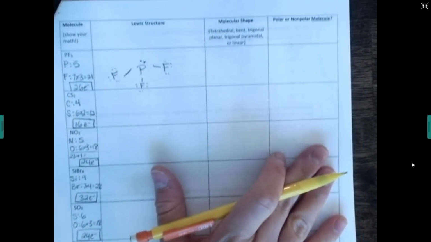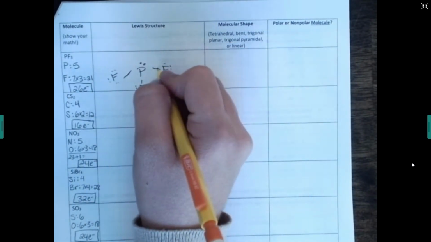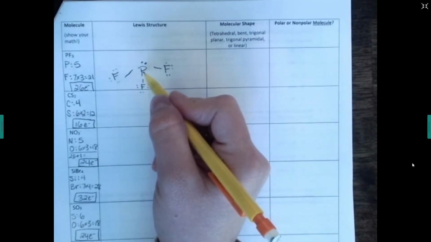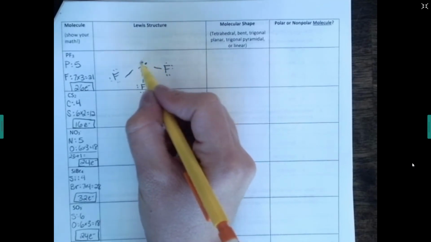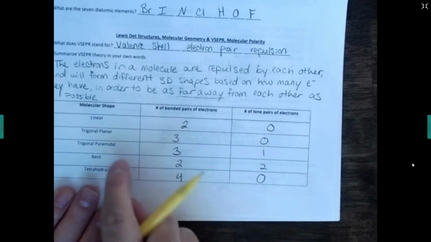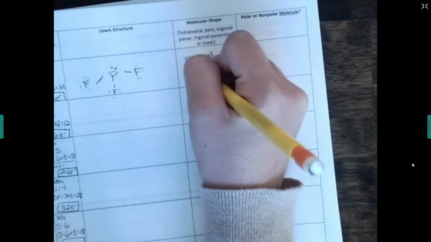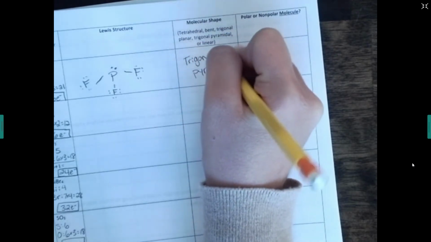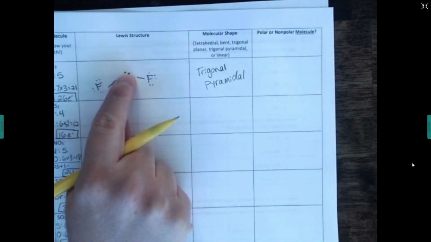So I have 26 electrons, everything has an octet, so I have 1, 2, 3 bonds and 1 lone pair around my central atom. So remember, you look at the central atom, you count up how many bonds, 3 bonds, you count up how many lone pairs around the central atom, there's 1 lone pair around the central atom, so when I have 3 bonds and 1 lone pair, that's called trigonal pyramidal. So I'm going to write trigonal pyramidal. Okay? Is this polar or nonpolar? Remember, if there's a lone pair on the central atom, it's polar.